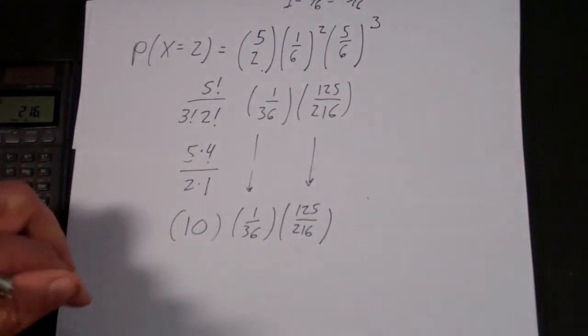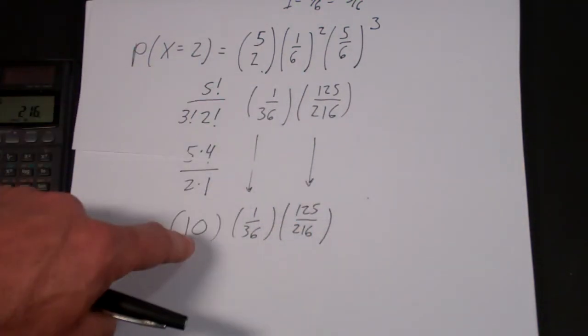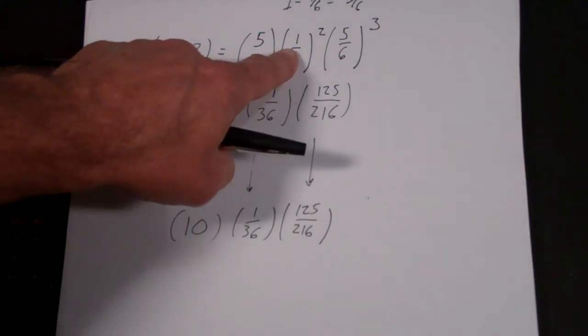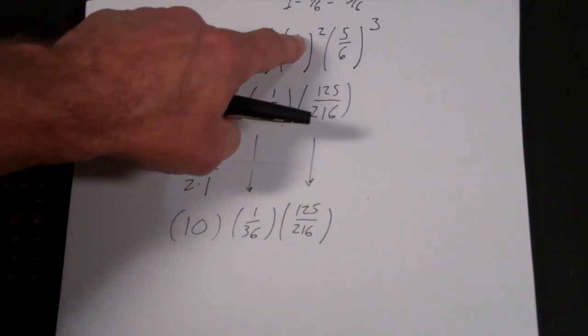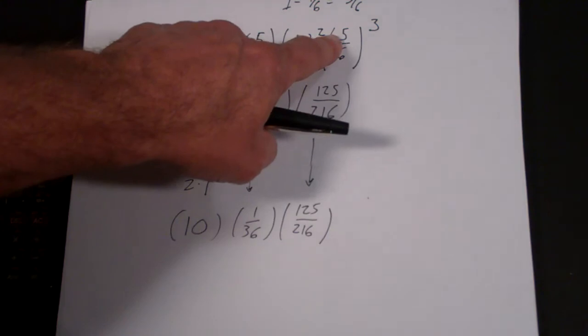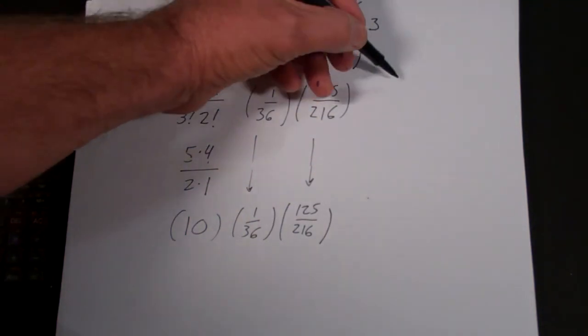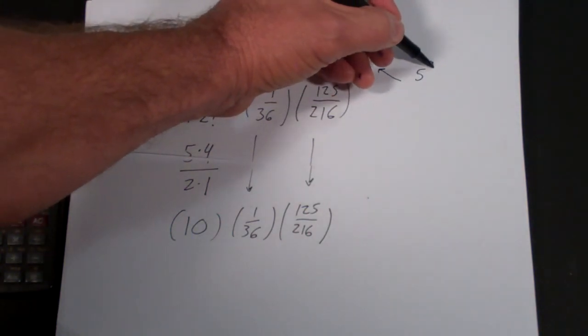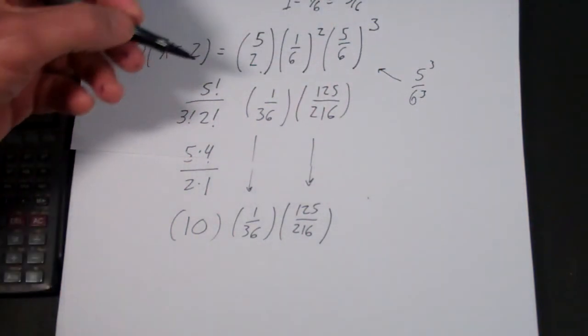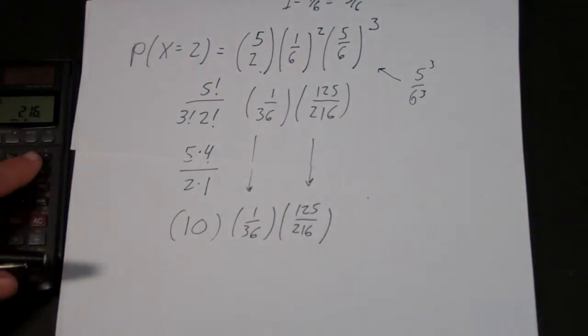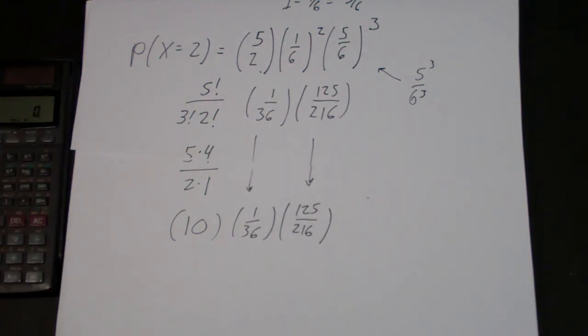So I'm just going to do this in my head, right? I go 5 choose 2, which I can calculate as 10. (1/6) squared, which is 1 squared over 6 squared, 1/36. And then (5/6) cubed is 5 cubed over 6 cubed, right? That's 5 to the third and 6 to the third. And that I did on a calculator, and I got 125 over 216. So now I'm going to calculate this out with a calculator. Just give me a second.